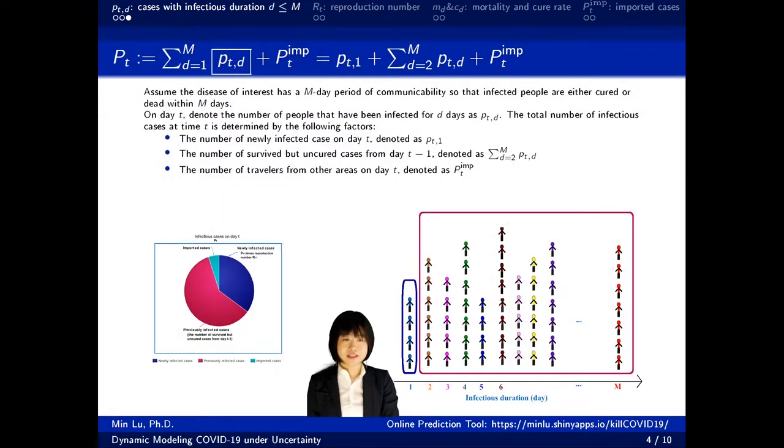To better understand the equation, we can think of summarizing all the infectious cases according to their infectious duration. Here I use different colors to distinguish cases with different infectious duration. Newly infected cases will have infectious duration 1, which is marked in this blue square, and previously infected cases will be in this pink square.